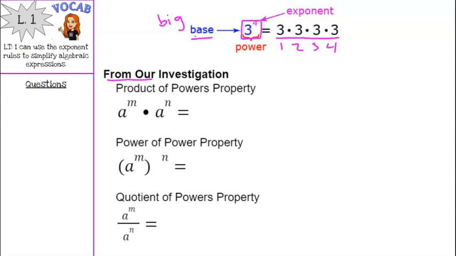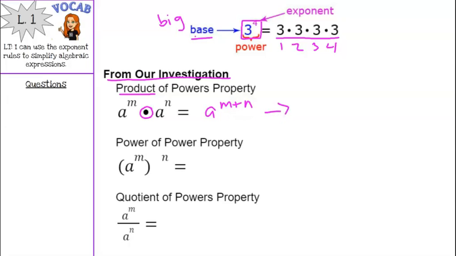From our investigation that we did last class, if you did the investigation, you learned this. If not, we'll cover it in this video, so no worries. We have the product of powers property. Product means you're multiplying. When we multiply two powers, or two things with an exponent, together, we can add our exponents. So this really becomes a to the m plus n power.